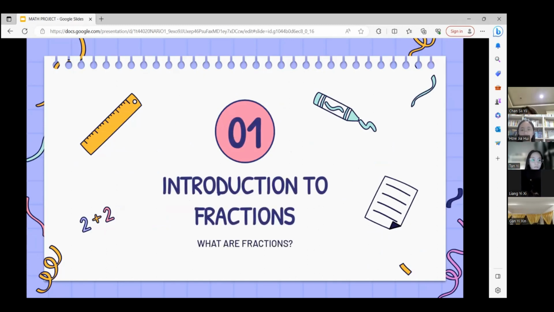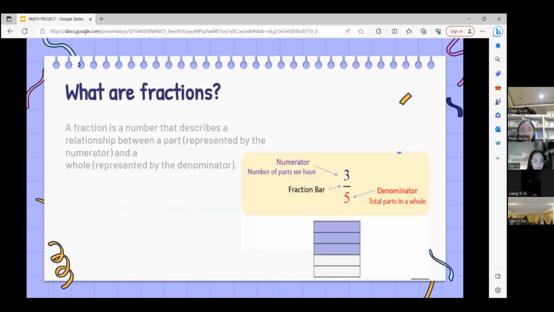Introduction to fractions. What are fractions? A fraction is a number that describes a relationship between a part, which is represented by the numerator, and a whole, which is represented by the denominator, as shown in the picture beside.